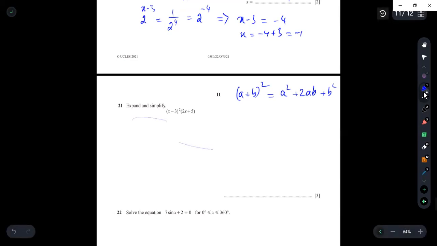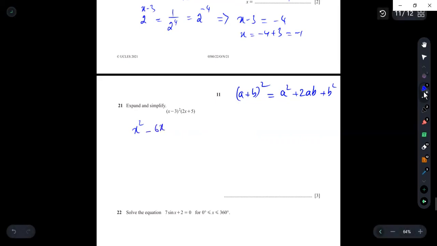So applying this quick method here, we can expand the square. First number squared, which is x squared. Then we multiply 2 with negative 3 with x. Negative 3 times x is negative 3x, and times 2, negative 6x.